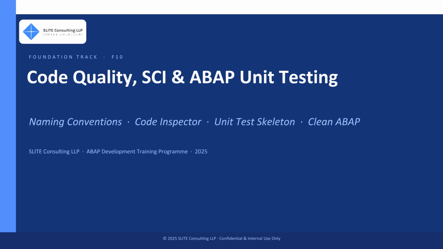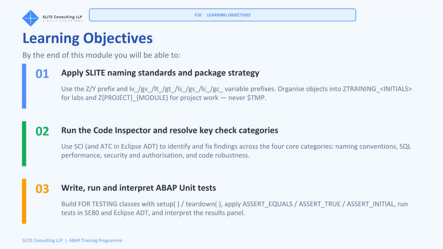This module is about making sure you never leave code like that behind. It covers SLIGHT naming conventions, the code inspector, your automated quality gate, and ABAP unit testing so you can prove your code works before it ever reaches a real system. By the end of this module, you will be able to apply SLIGHT naming conventions consistently across all variables, tables, structures, constants, and object references.